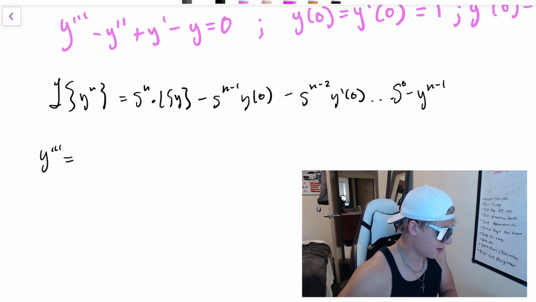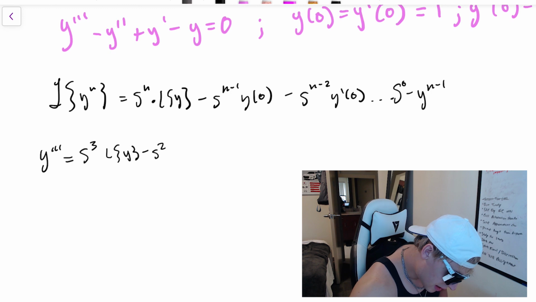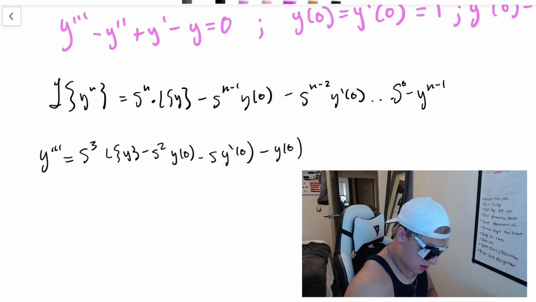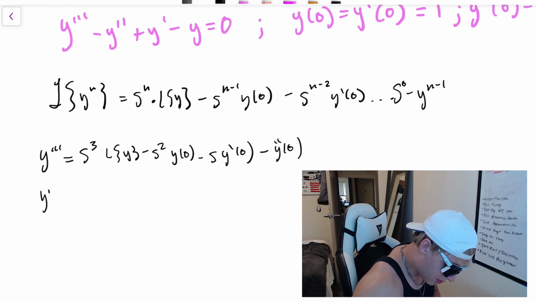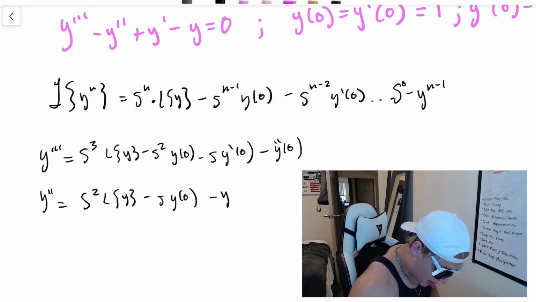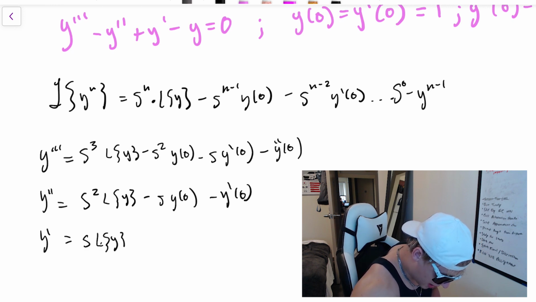and then I write out what it's equal to. So that's going to be s cubed times the Laplace transform of y, minus s squared times y of 0, minus s times y prime of 0, minus y double prime of 0. And then y double prime is going to equal s squared times the Laplace transform of y, minus s times y of 0, minus y prime of 0. And then y prime is going to be s times the Laplace transform of y, minus y of 0.